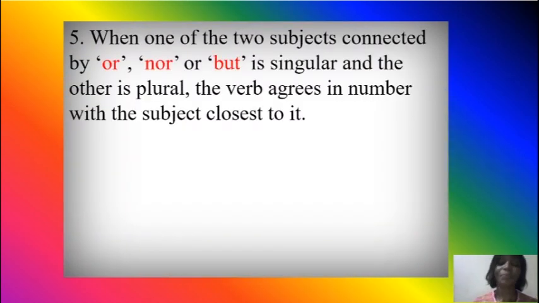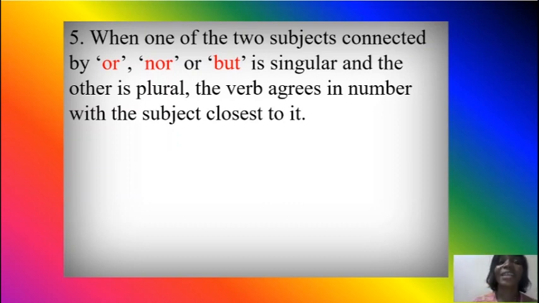Let's go over to our rule number 5. Rule number 5 states that when one of the two subjects connected by or, nor, or but, and when I say or, nor, or but, it could be not only but, neither nor, either or, is singular and the other is plural, the verb automatically agrees in number with the subject that is closest to it.